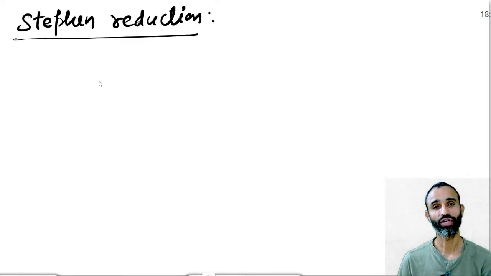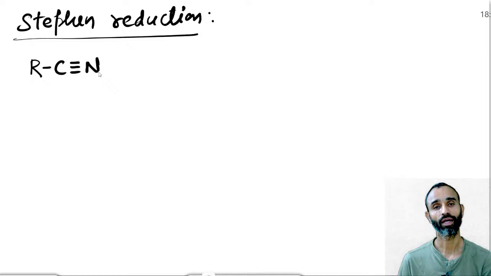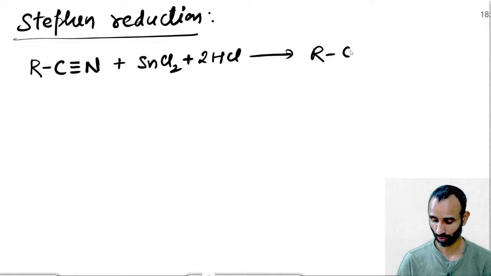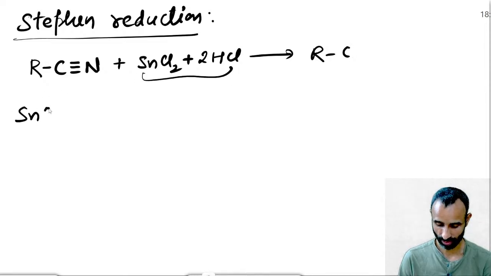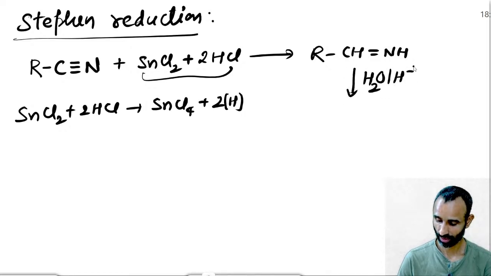So in Stephen reduction, what we do? We have alkyl cyanide. We treat it with SnCl2 and HCl. First of all, SnCl2 and HCl will give nascent hydrogen, and we get imine, which on hydrolysis gives aldehyde.